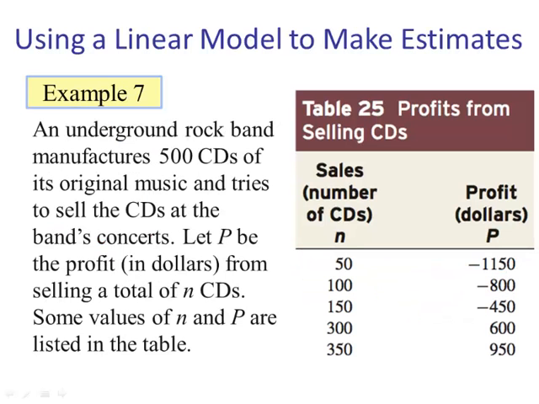Example 7. An underground rock band manufactures 500 CDs of its original music and tries to sell the CDs at the band's concerts. Let P be the profit, measured in dollars, from selling a total of N CDs. Some values of N and P are listed in the table. So profit is dependent because it depends upon the number of CDs sold. N is our independent variable.